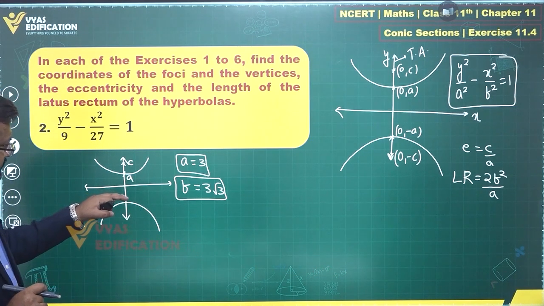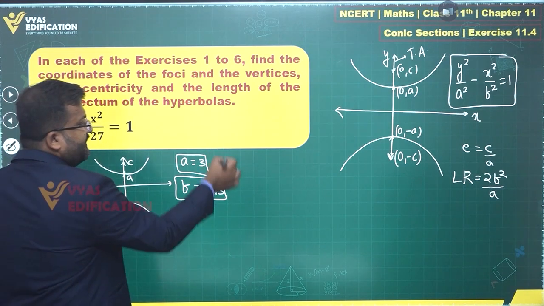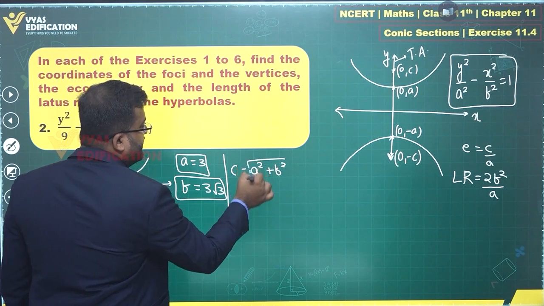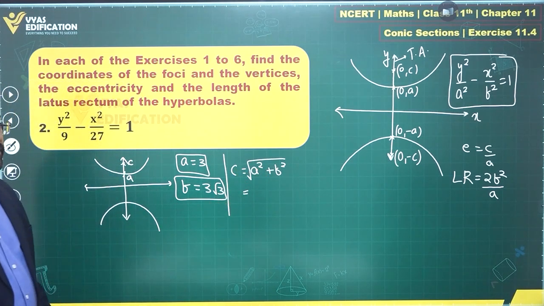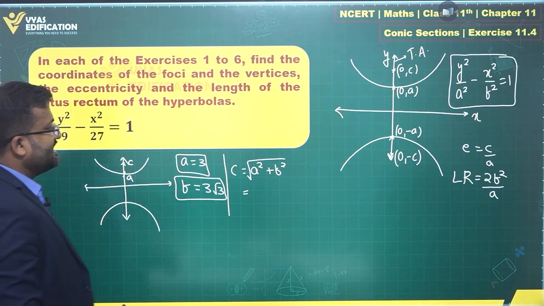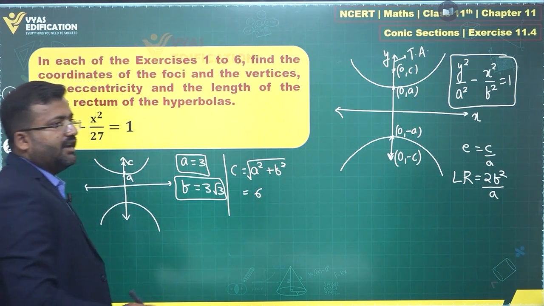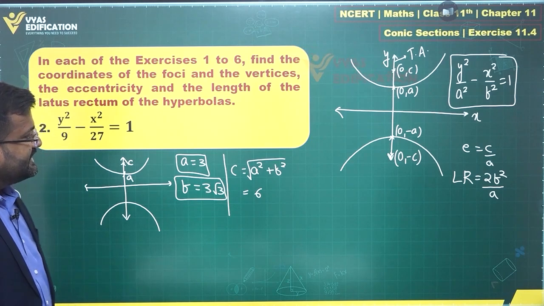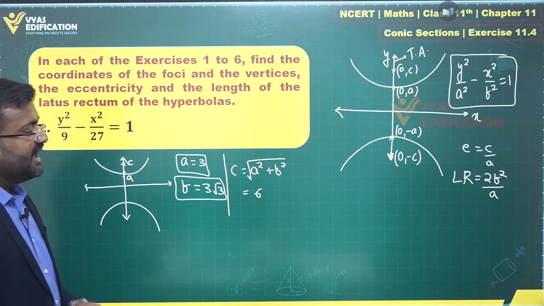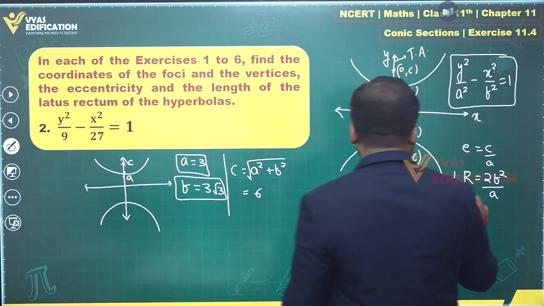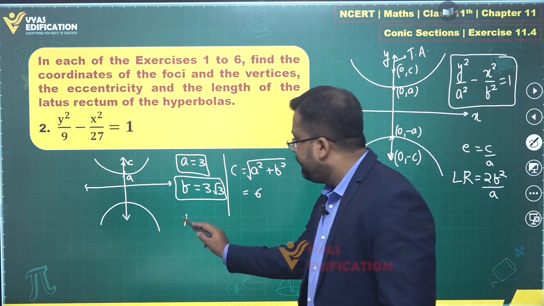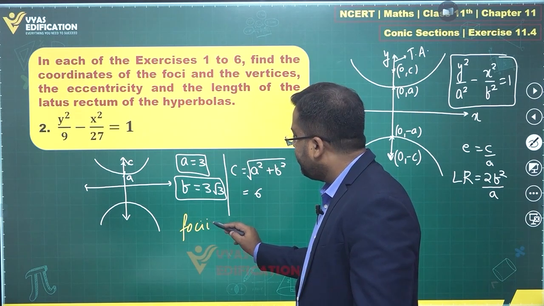What else? With the help of a and b, I can easily find the value of c. c is equal to under root of a square plus b square. What is that equal to? a square plus b square is 36, under root of which is 6, right? We can directly add these and take the under root. That's what you get, c equals 6. With the help of these few things, can you easily find the foci? Write the coordinates of foci.